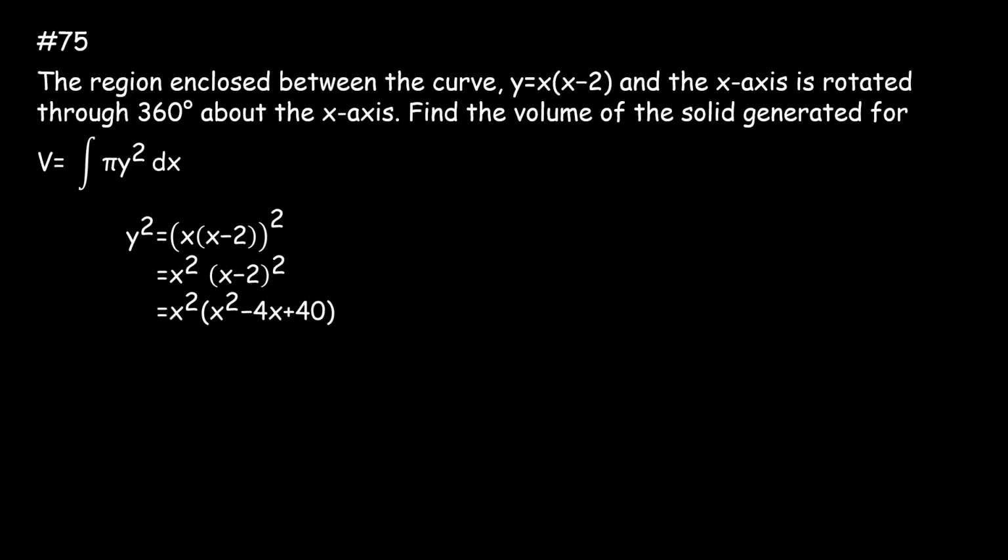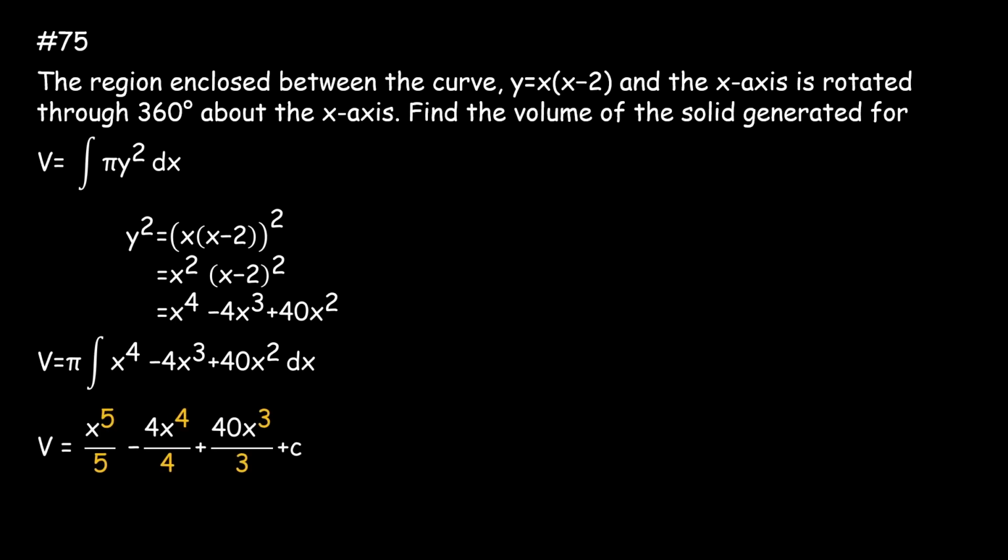Expanding the brackets and multiplying again by x squared, we'll get x to the power 4 minus 4x to the power 3 plus 4x to the power of 2. Integrating this, we would have x to the power 5 over 5 minus 4x to the power 4 over 4 plus 4x cubed over 3 plus c.